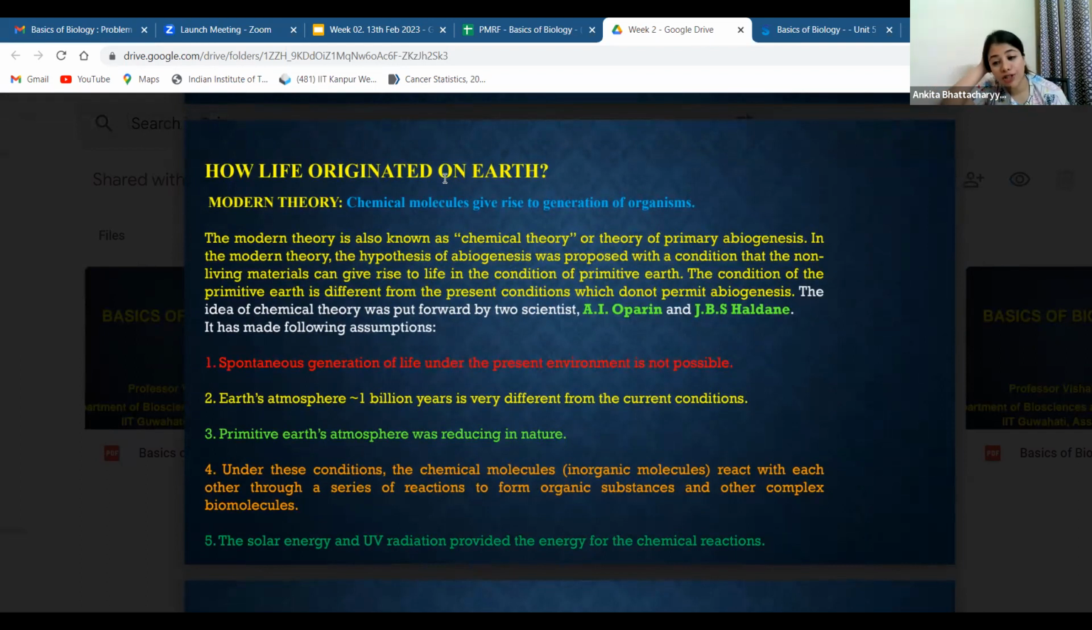It was put forward by two scientists who performed some very major experiments, Oparin and Haldane. There, they had made a few assumptions.